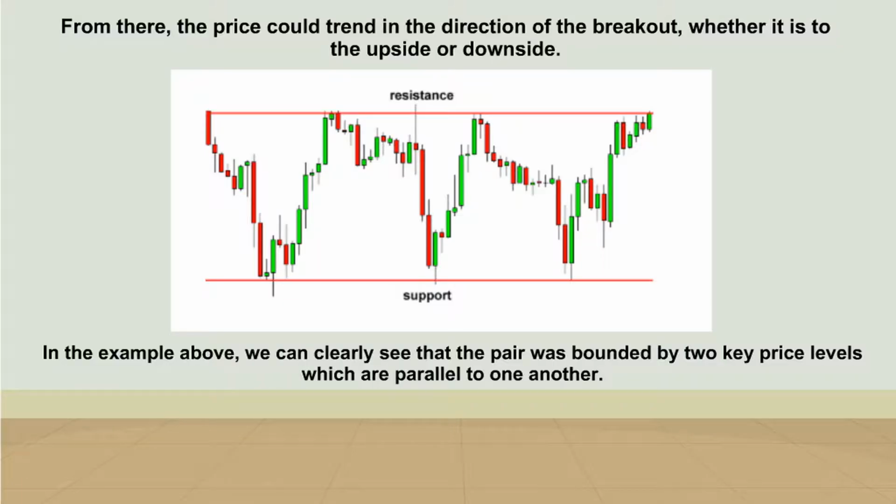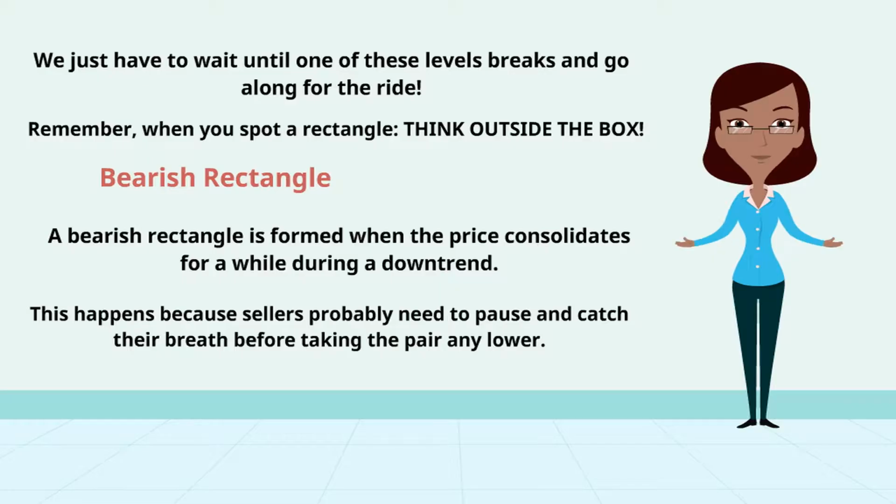From there, the price could trend in the direction of the breakout, whether it is to the upside or downside. In the example above, we can clearly see that the pair was bounded by two key price levels which are parallel to one another. We just have to wait until one of these levels breaks and go along for the ride. Remember, when you spot a rectangle, think outside the box.